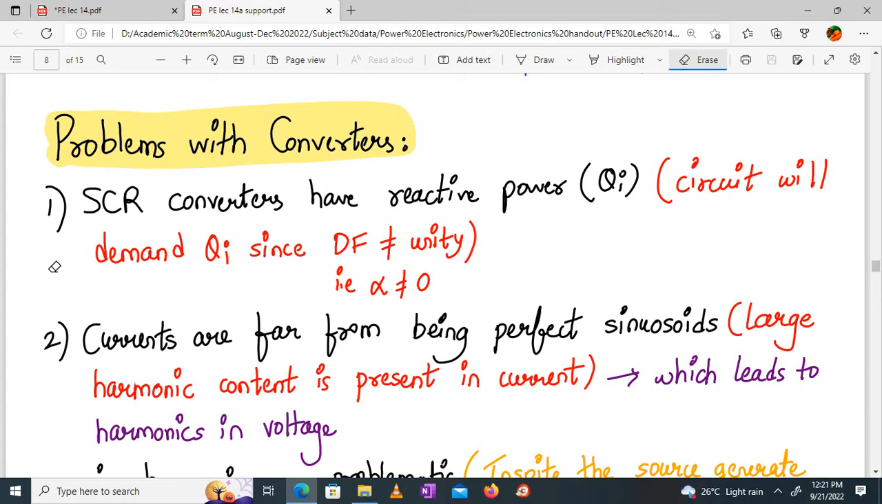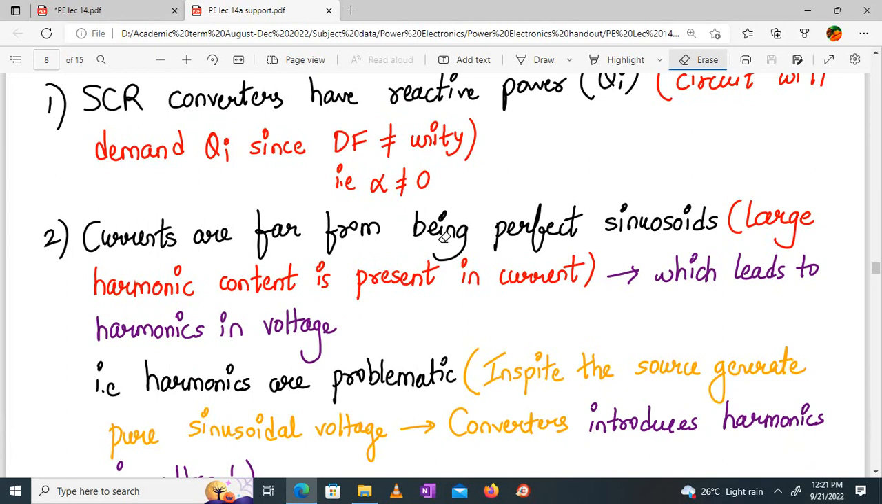Therefore, because the displacement factor is not equal to unity, can we make alpha 0? No, right? Alpha is the firing angle. So alpha will be greater than 0 but less than 90. So if alpha is not 0, the factor will not be unity. That means there will be a reactive power. Reactive power means waste, which will not be used.